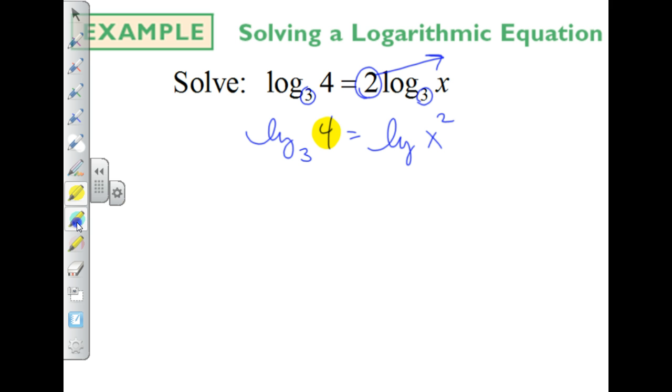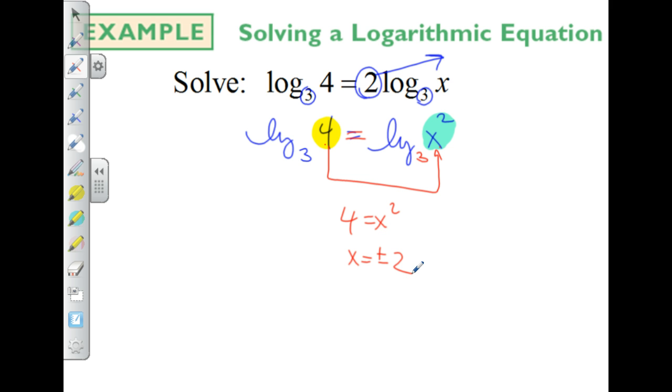And this is what I mean by the log of this is equal to the log of that. The log of this is in yellow, the log of that is in blue. The only way for the log base 3 of this to be equal to the log base 3 of that is if this is equal to that. So 4 has got to be equal to x squared. That's the only way that the equation would be balanced. So x is equal to plus or minus 2 here.